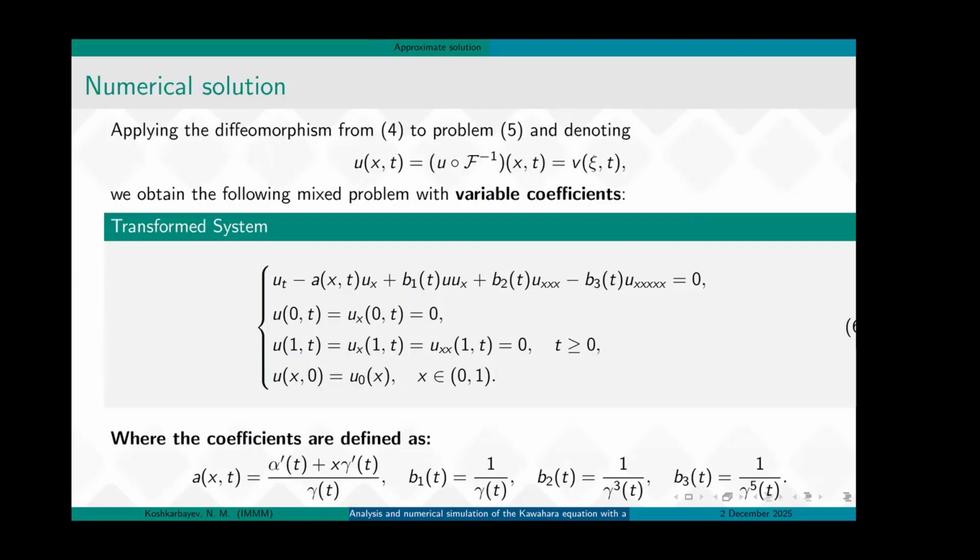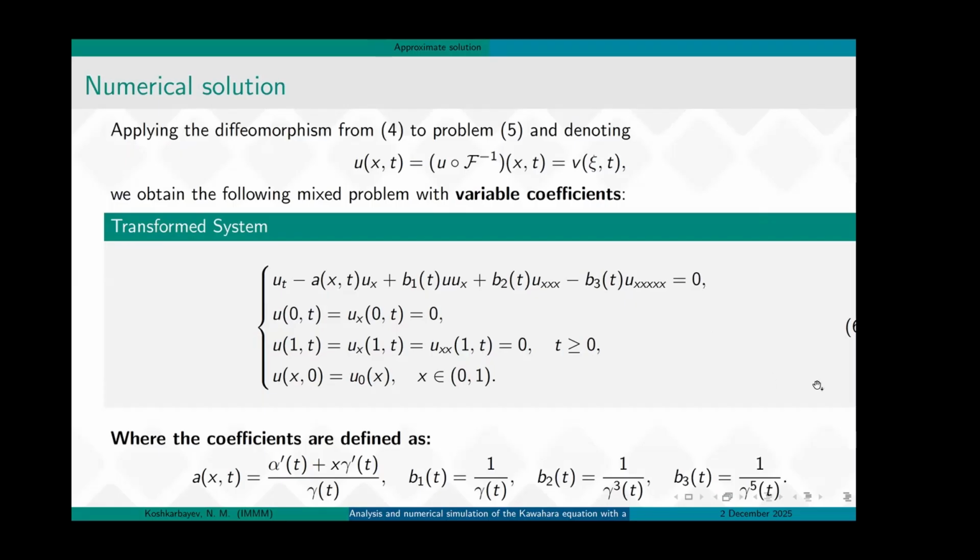Now let's move to the numerical solution. In this section, we construct a numerical scheme to approximate the solution of the Kawahara equation. Although the original problem is defined in a moving domain, we perform the simulation on the fixed cylindrical domain with a diffeomorphism F. For the purpose of this numerical simulation, we specifically consider the problem with homogeneous boundary condition.